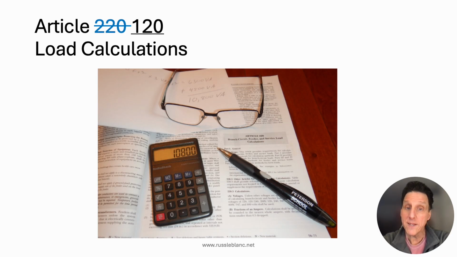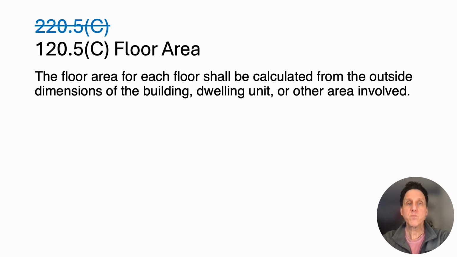Article 220 has a new name. It's now Article 120, and so it'll be located in Chapter 1 versus Chapter 2. So we'll have to get used to that, all new numbers. This is part of the reorganization of the NEC. You're going to see a lot more of this in the upcoming NEC edition. So something we're just going to have to get used to and deal with. New article numbers, new section numbers.